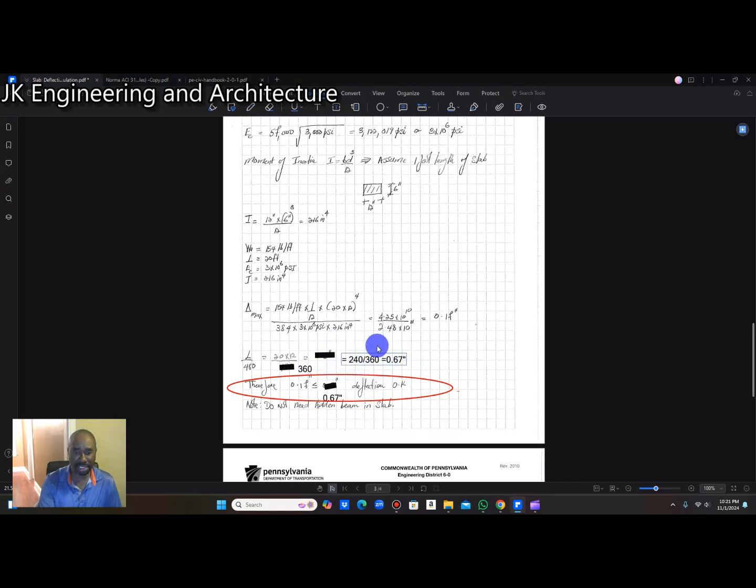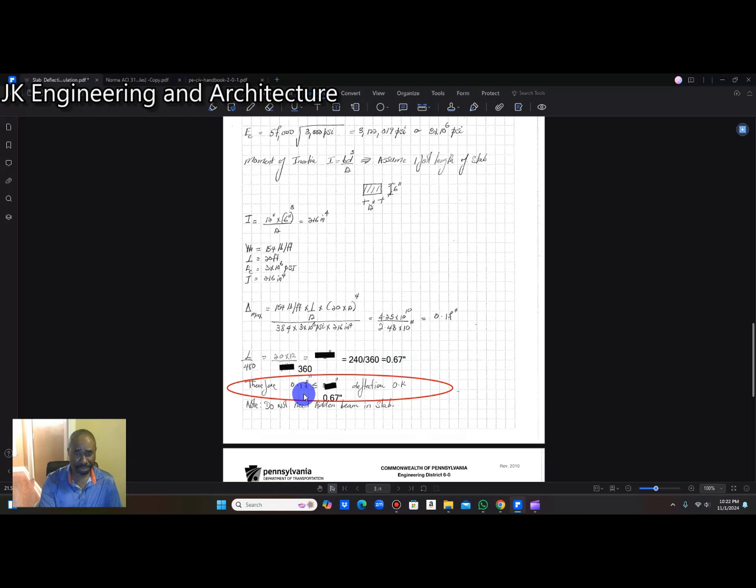So the permissible allowable deflection for this slab is going to be 240 divided by 360. We bring that 20 feet to inches, which is 20 times 12, 240 inches, divided by 360, which works out to be 0.67 inches. So the allowable deflection for this slab is going to be 0.67 inches.